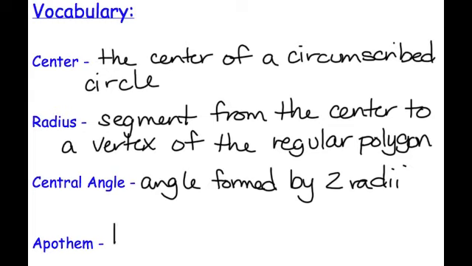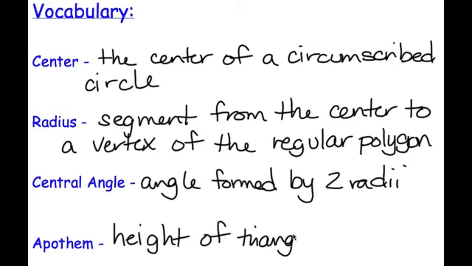Next vocab word is apothem. The apothem is the height of the congruent triangles that is drawn inside of the regular polygon. So it's very important. It's the height.